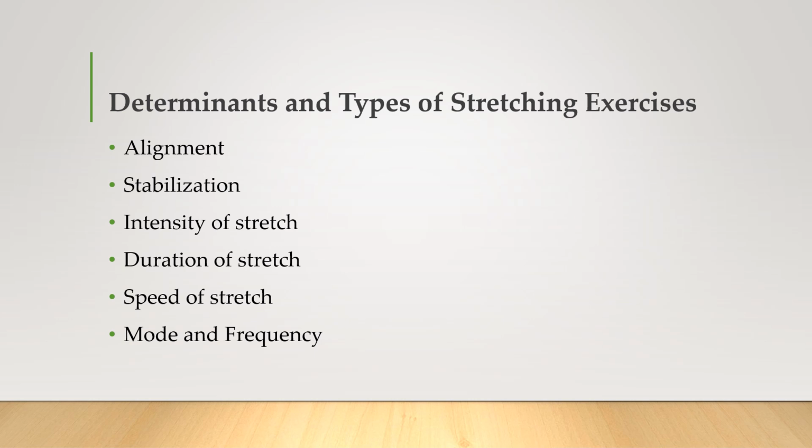Some of the determinants and types of stretching, we're going to talk about these. All of these have to be present to get an effective stretch. So alignment of the muscle fibers that you're stretching will play an important role. Stabilization, typically of the proximal segment. The intensity of the stretch, we're going to say 2 out of 10 on a scale of 0 to 10 is going to be within normal ranges, and really up to 4 out of 10.